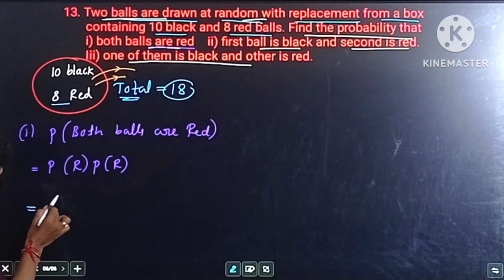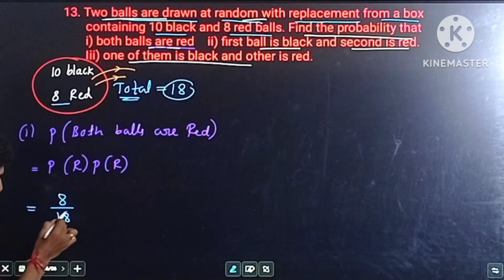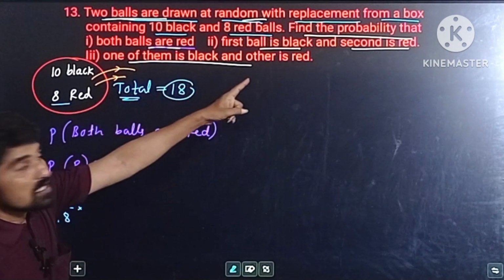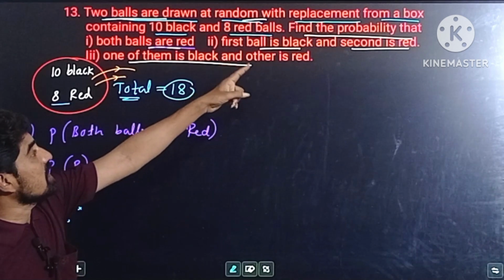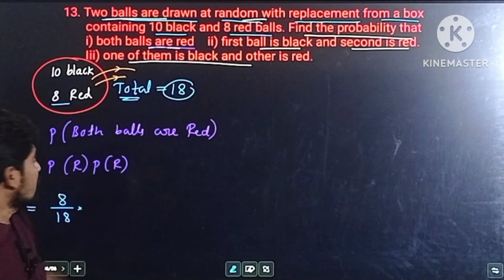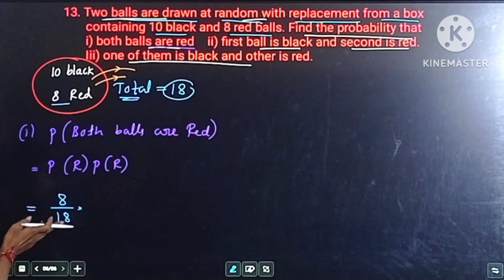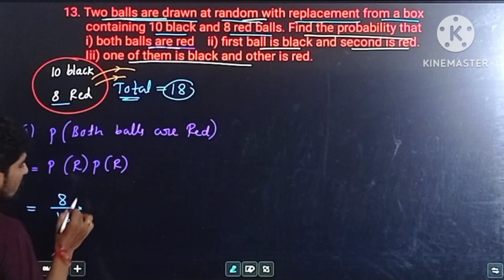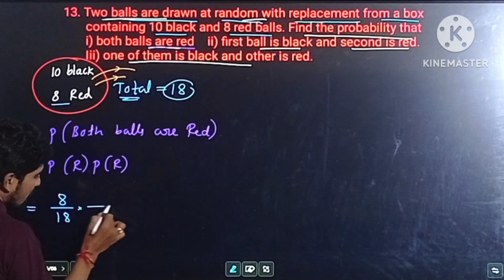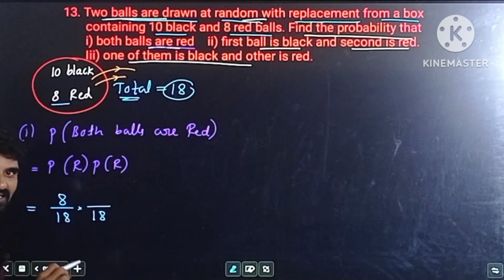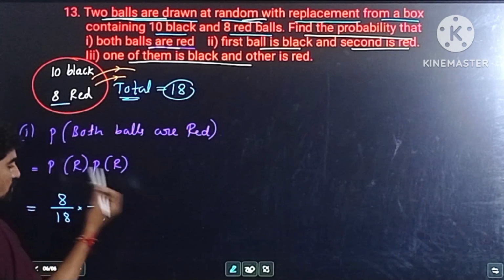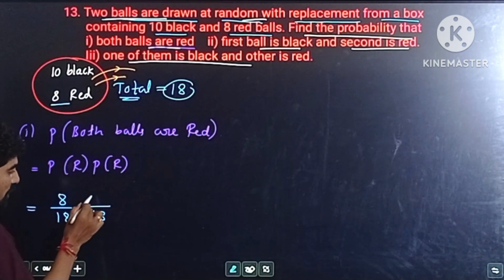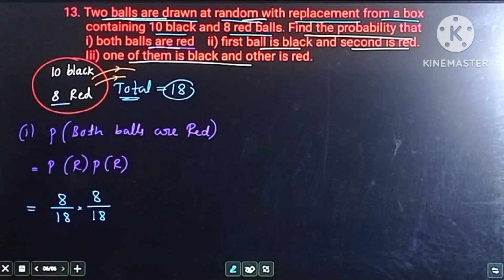So the probability of the first red ball is 8 divided by 18. Since the experiment takes place in a with-replacement manner, he has to put the drawn ball back into the box and then draw the second ball. Therefore, the probability of getting the second red ball is also 8 divided by 18, because there is no change in the total number of balls, and the number of red balls is still 8 for the second ball. So 8 by 18 is the probability of the second red ball.